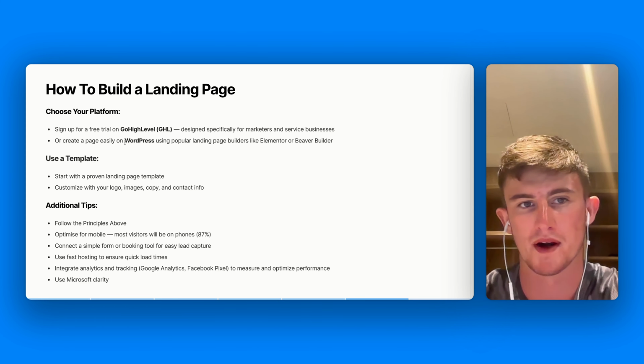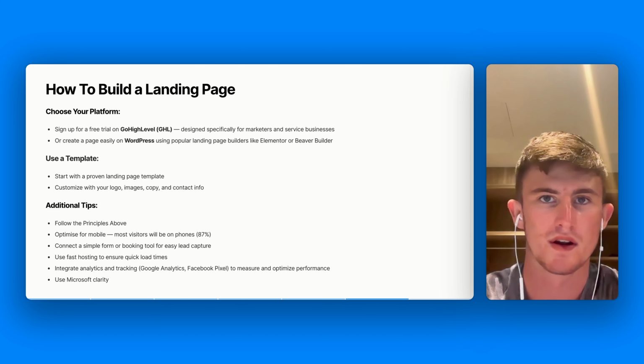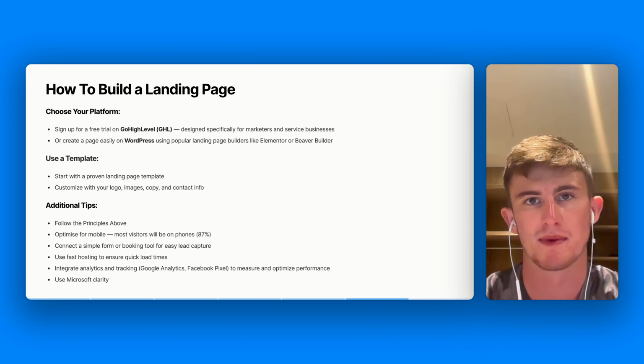Make sure it loads fast. If you need to reduce image file sizes, do. There are very simple tools out there. Just Google how to reduce file size, and you can click the first tool and get it done for free. But just make sure it loads quick. So image file size, make sure it's fast hosting if it's on WordPress. Make sure it's not too much content. We just want it to be snappy: load, get the lead information, call them.